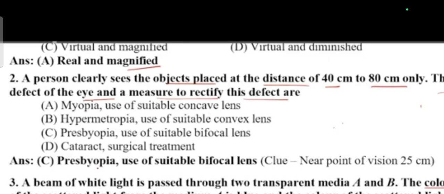Second question. A person clearly sees the object placed at a distance of 40 cm to 80 cm only. This defect of the eye and the measure to rectify this defect: Presbyopia, use of suitable bifocal lens. Answer C.